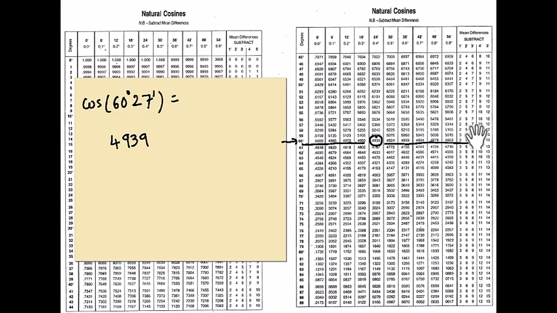Remember, 8 is to be subtracted. So this is going to be 1 3 9, and this is going to be 4. So 4931, 0.4931. That is going to be your answer, right?